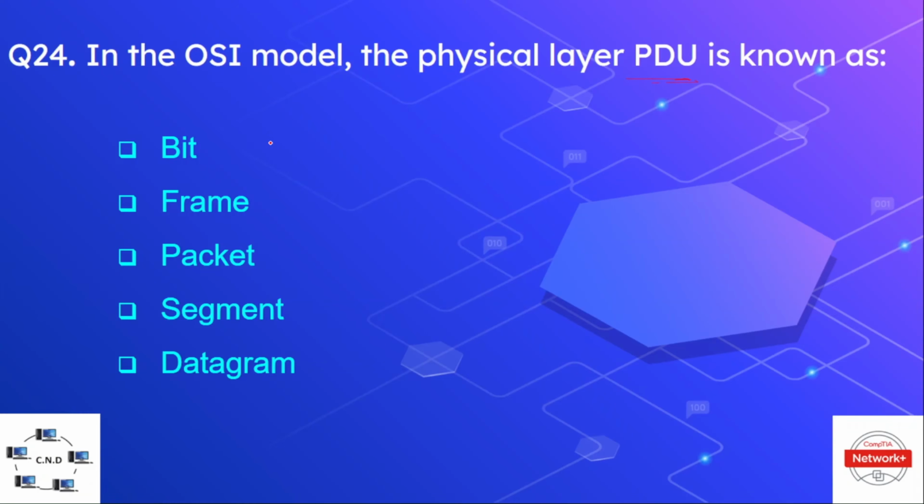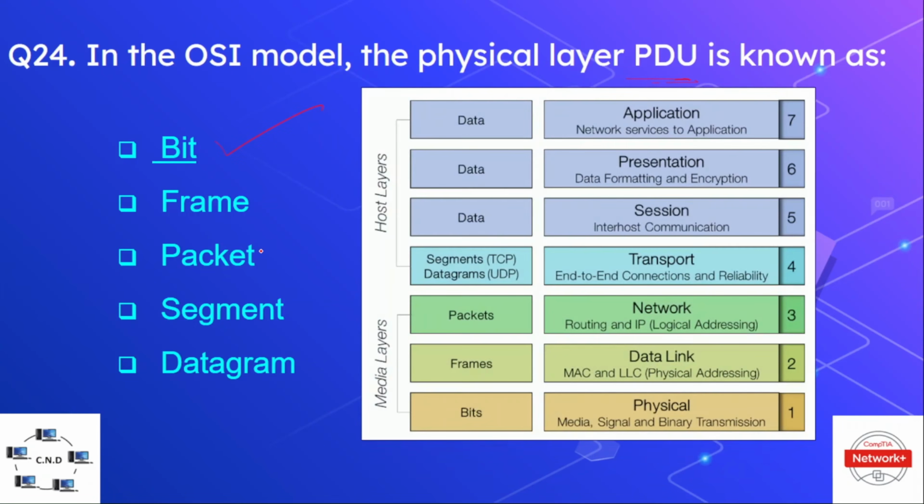So these are the names of the PDU at different layers. The PDU at the physical layer is known as bit, at layer 2 it is frame, and at layer 3 it is packet. This is the visual that will give you very good information about the layer numbering, the different services at different layers, as well as the PDU names at each layer. So it is bits at physical, frames at data link, packets at network.